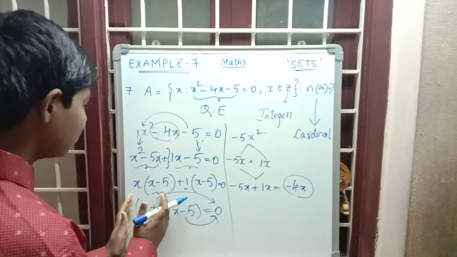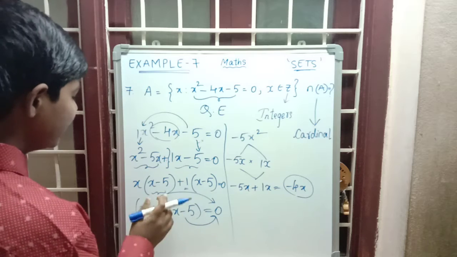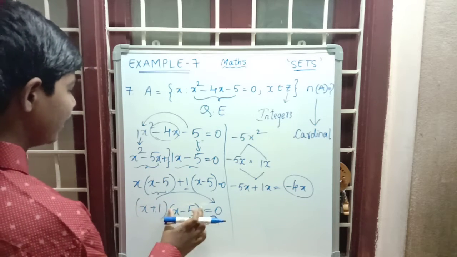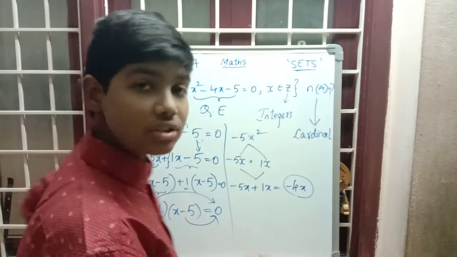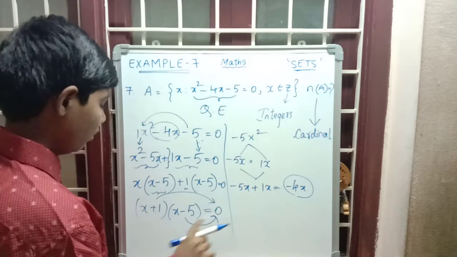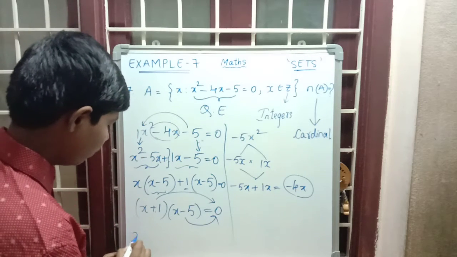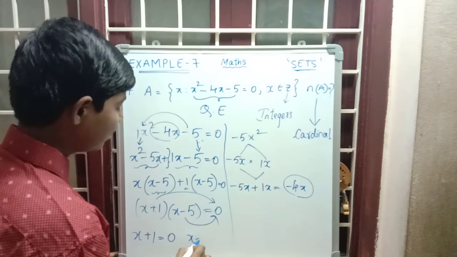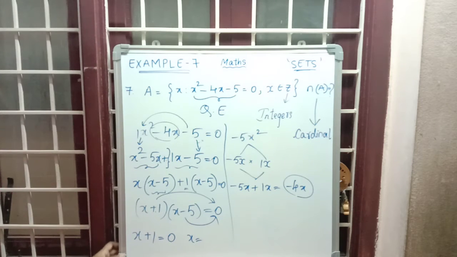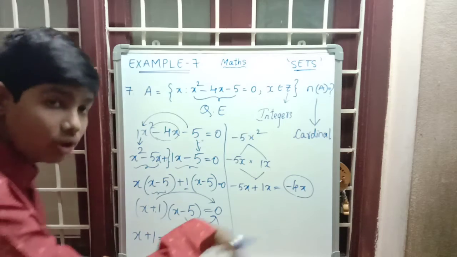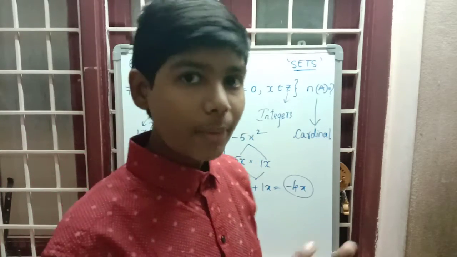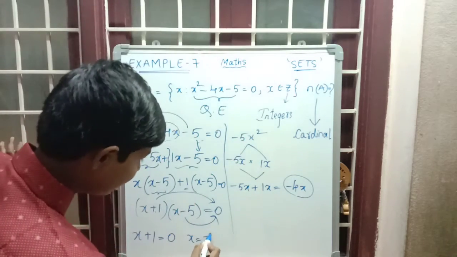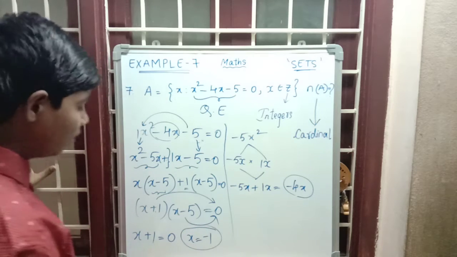We have to take x plus 1 is equal to 0, and these are two parts. First part x plus 1, second is x minus 5 is equal to 0. So, we can equate x plus 1 is equal to 0. Then what will be the answer for x here? Plus 1 will go that side. 0 minus 1, minus 1. So, x is equal to minus 1 here.